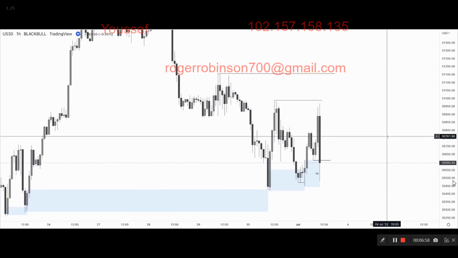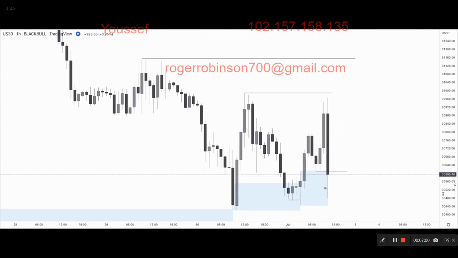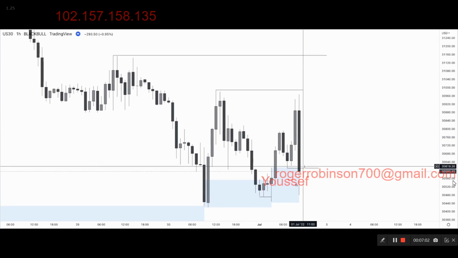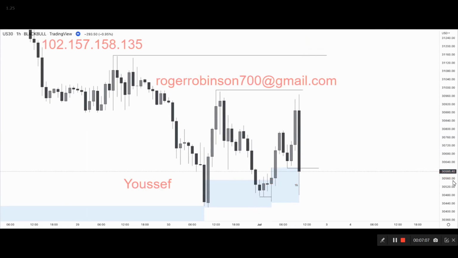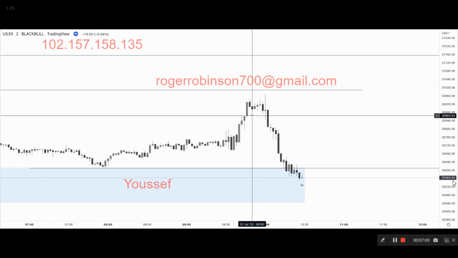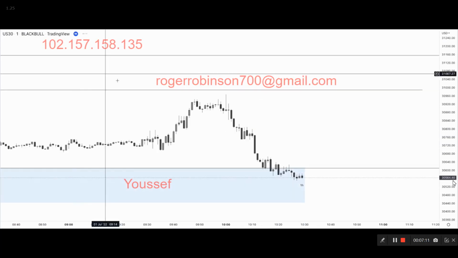Now, when we have this 1 hour order block, let's go ahead and dive in on the lower time frames and figure out how we can enter. So we're going to identify now that lower time frame structure coming into the order block. Now, there's no clear structure on the 2 minutes, so let's go to the 1 minute.